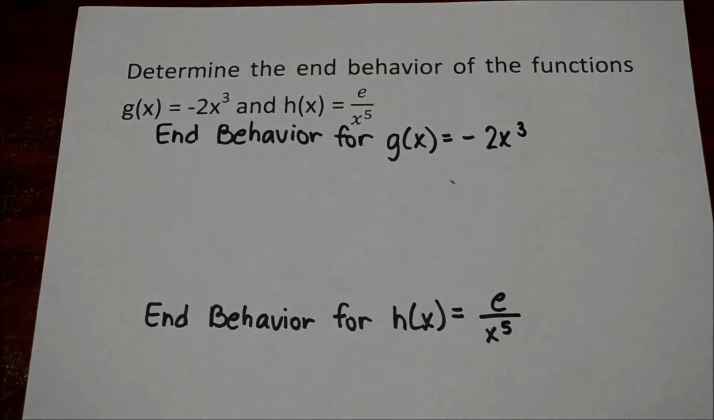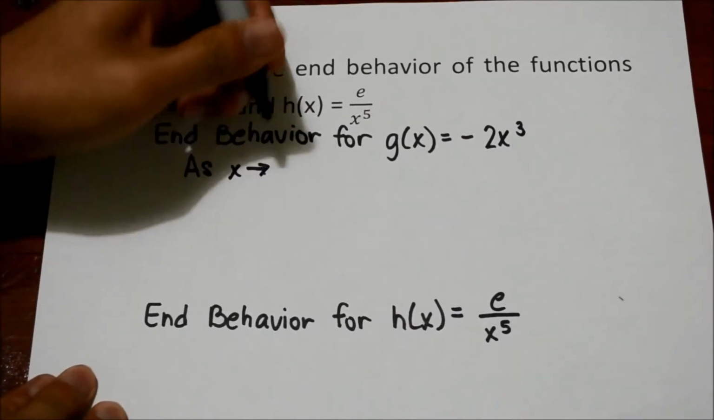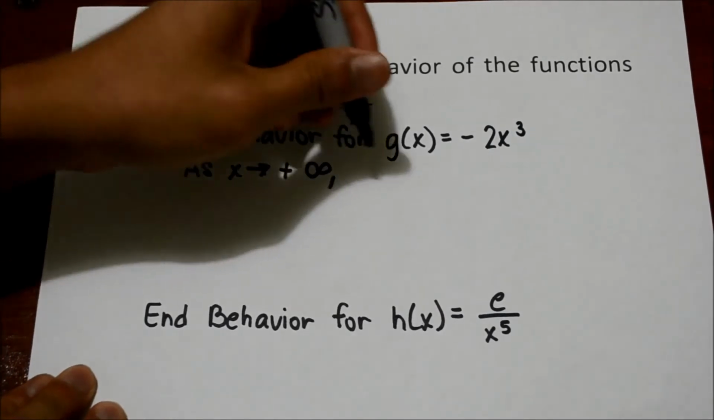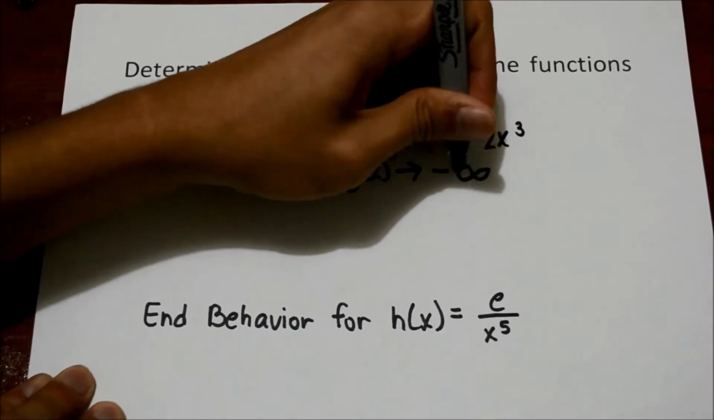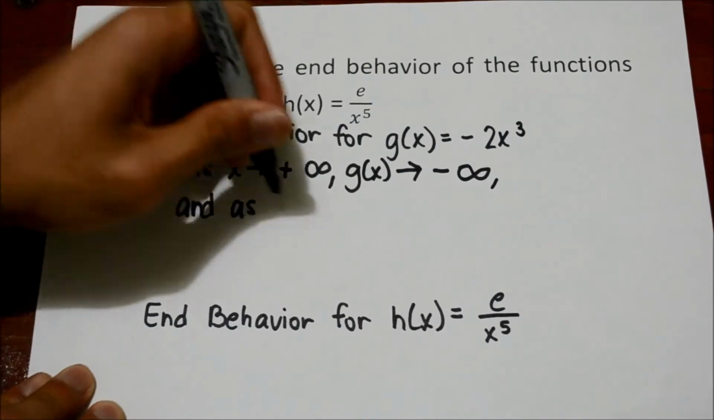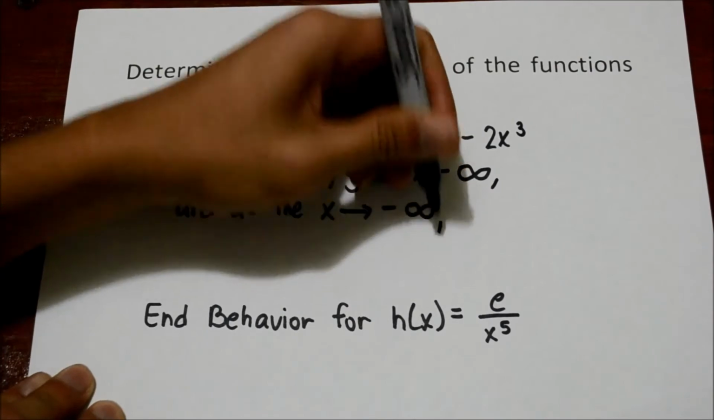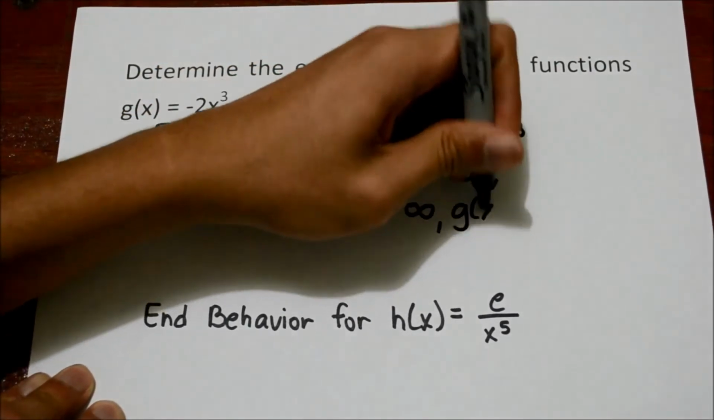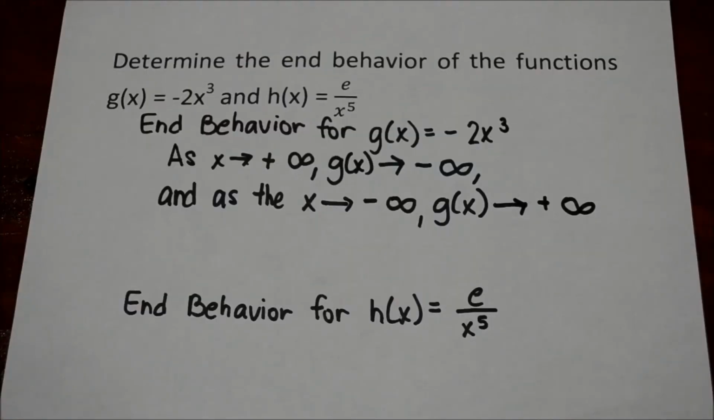So the end behavior for this function is as the x values reach positive infinity, the values of g of x reach negative infinity. And as the x values reach negative infinity, the values of g of x reach positive infinity. So there you have found the end behavior for g of x is equal to negative 2x cubed. Now let's find the other one.